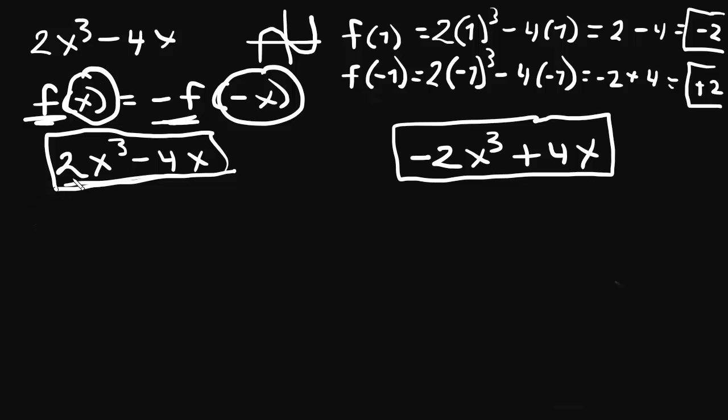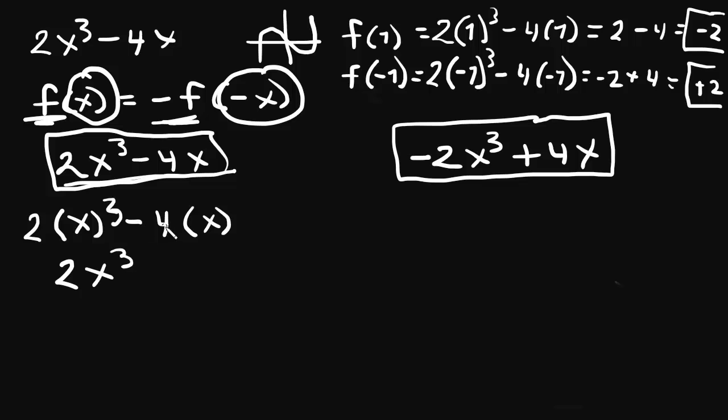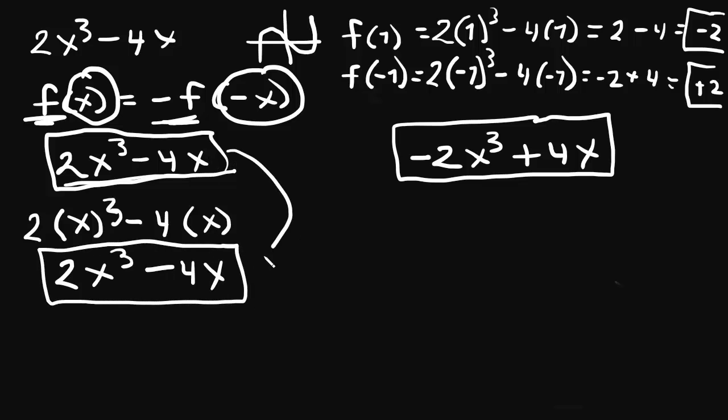So let's just substitute an x to begin with. So that would be 2 times x cubed minus 4 times x, and x, sorry, that should be cubed. X to the third power is x cubed. 2 times x cubed is 2x cubed. And minus 4 times x is minus 4x. So this side of the equation checks out.